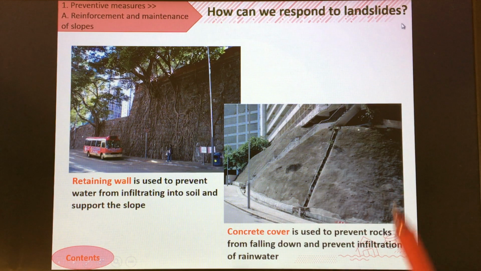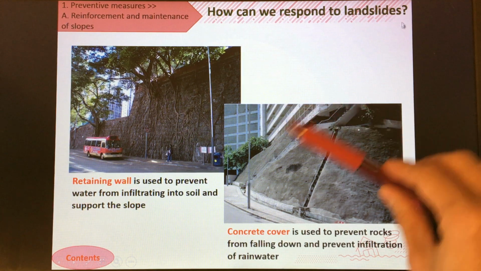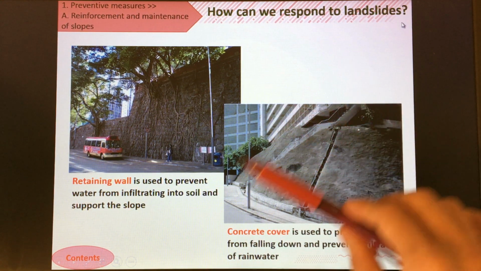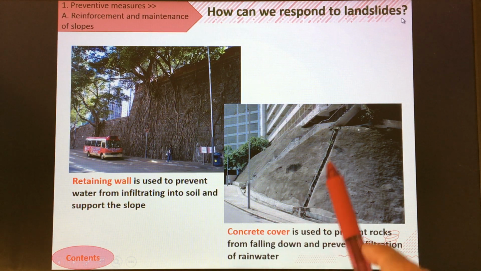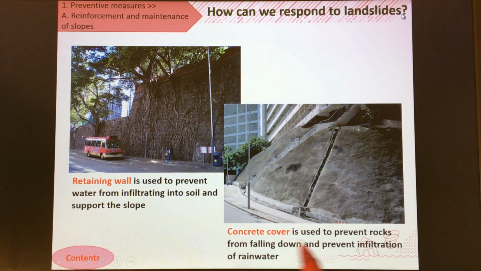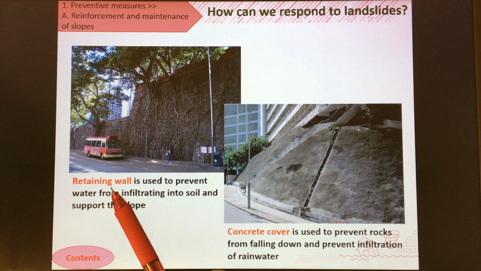And then the concrete also prevents infiltration of rainwater, so that the water will lie at the surface of the slope and will not go into the slope to increase the amount of water inside it. We know that water is one of the major factors that reduce the friction and cohesion within the slope, and the water can also increase the weight. So by covering with concrete or a retaining wall, we can prevent the water from infiltrating into the slope.